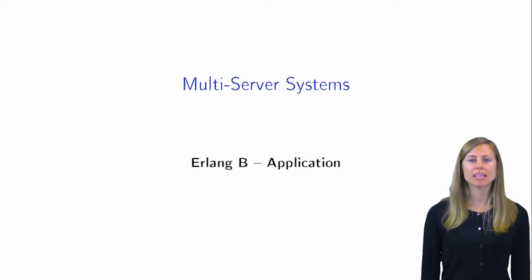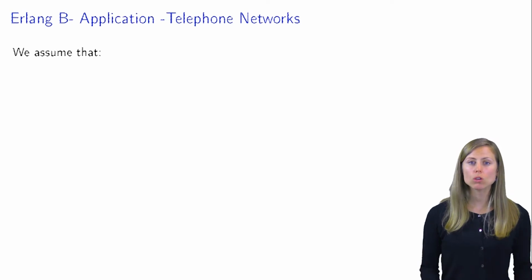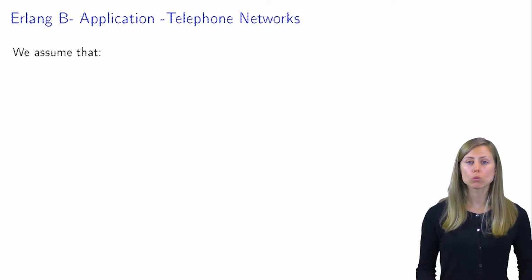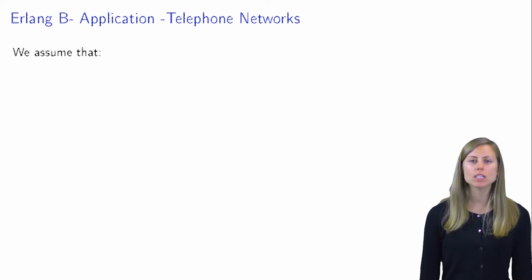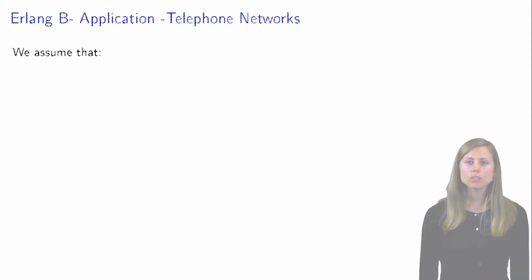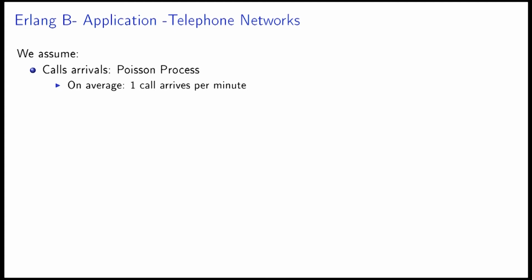Now let's look at an application of the Erlang B formula. We want to dimension a telephone network over a certain region. In other words, we want to determine the number of lines that are needed in a telephone exchange or switching station. We assume that calls arrive according to a Poisson process with a rate of 1 call per minute on average.